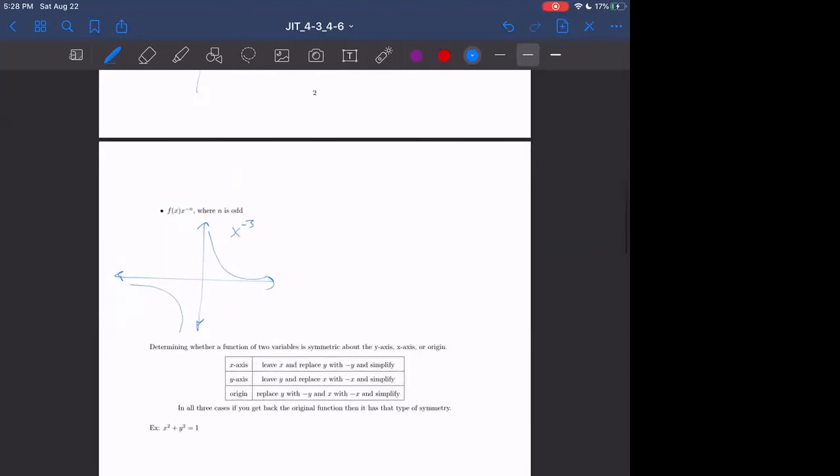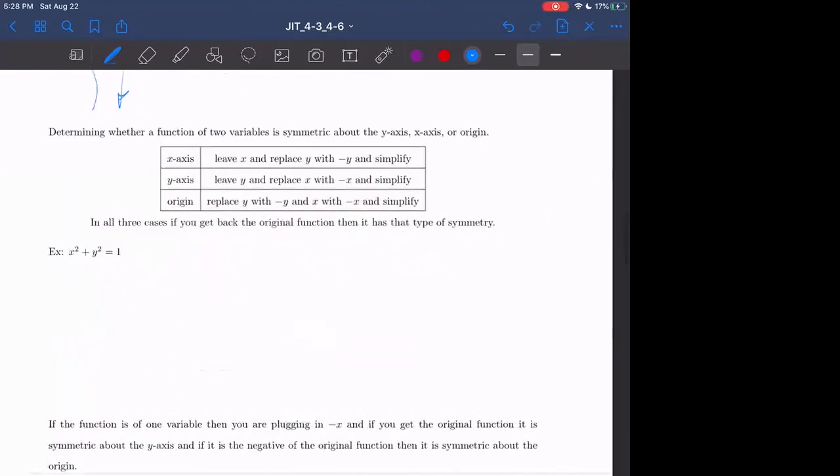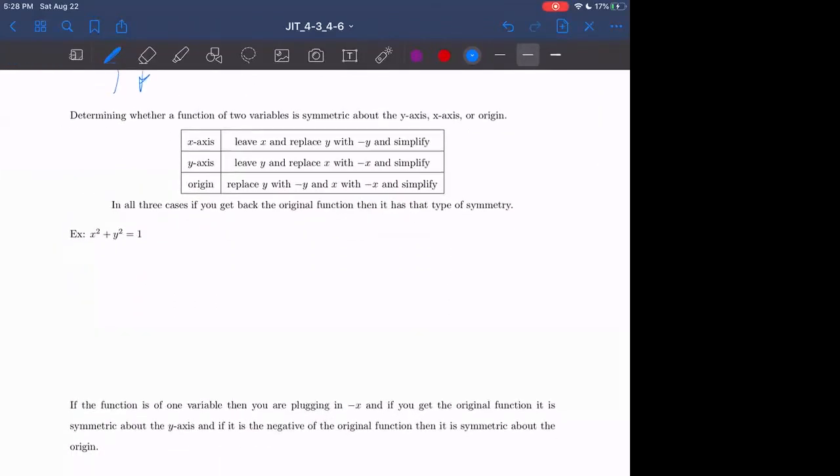All right. Now, those are just kind of the basics. When we're looking at functions with two variables and we want to figure out whether or not they're symmetric about either the y-axis, the x-axis, or the origin, or not at all, it breaks down into three cases. So let's say we want to check the x-axis. If we want to see if our function's symmetric about the x-axis, then we'll leave x alone, replace y with negative y, and simplify.